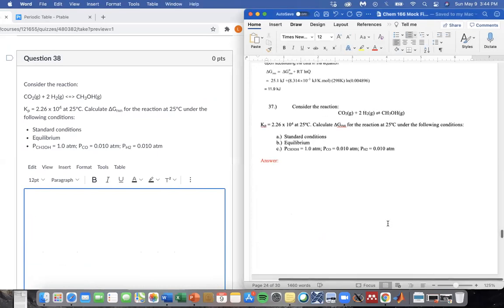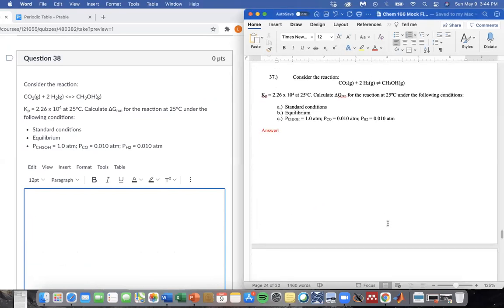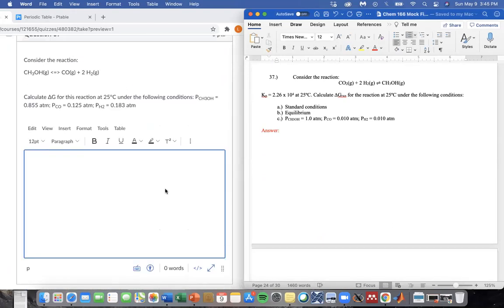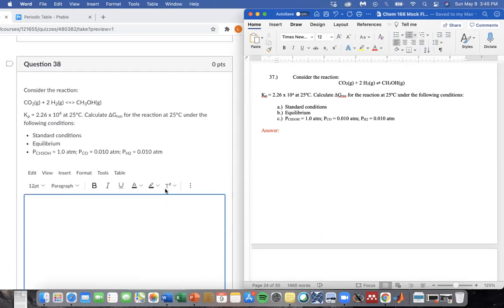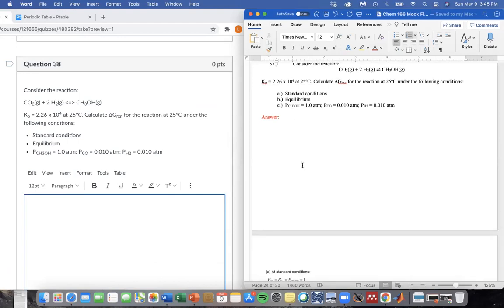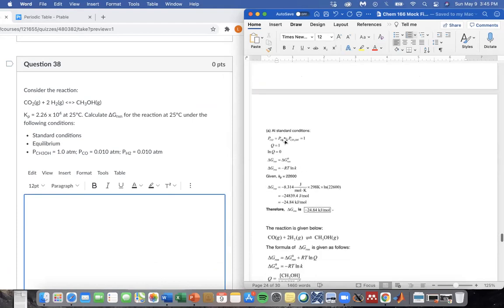So now for this one, you have to do 3 different conditions. You have standard conditions, equilibrium, and with different pressures. To calculate the delta G for this reaction at standard conditions, you know that your Q is going to equal 1, because it'd be like 1 over 1 times 1 squared. So it would just be 1 for your Q value.